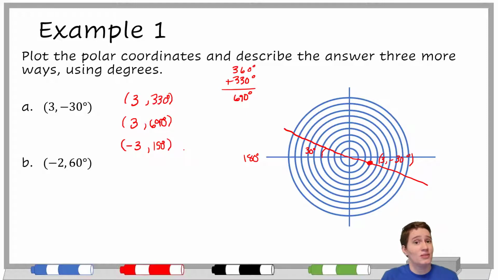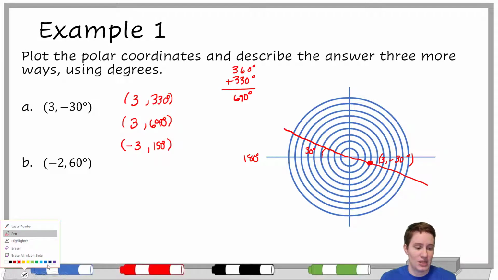So that's just 3 of the ways that we could name them. There's actually infinitely many ways that you could name them, because you can keep adding or subtracting 360 to these angles basically indefinitely until you had as many as you wanted. So that is example 1A.